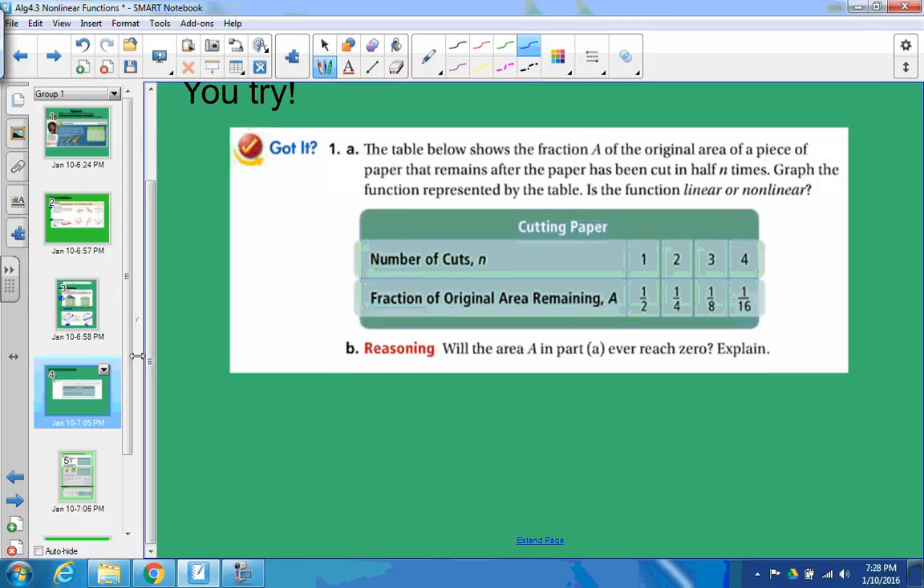It says, the table below shows the fraction A of the original area of a piece of paper that remains after the paper has been cut in half a certain number of times. Graph the function represented by the table. Is the function linear or nonlinear? So this would be your x and this would be your y when you're graphing it. So go ahead and do that and determine if it's linear or nonlinear.